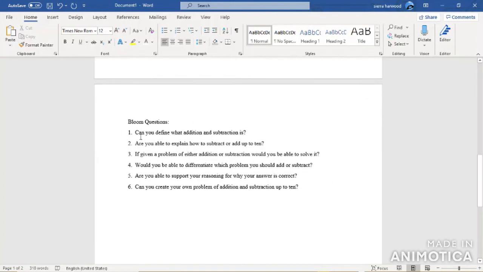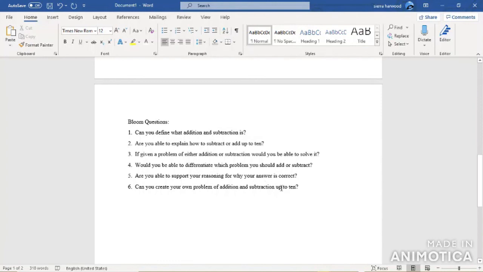The first one is, can you define what addition and subtraction is? Are you able to explain how to subtract or add up to 10? If given a problem of either addition or subtraction, would you be able to solve it? Would you be able to differentiate which problem you should add or subtract? Are you able to support your reasoning for why your answer is correct? And can you create your own problem of addition and subtraction up to 10?